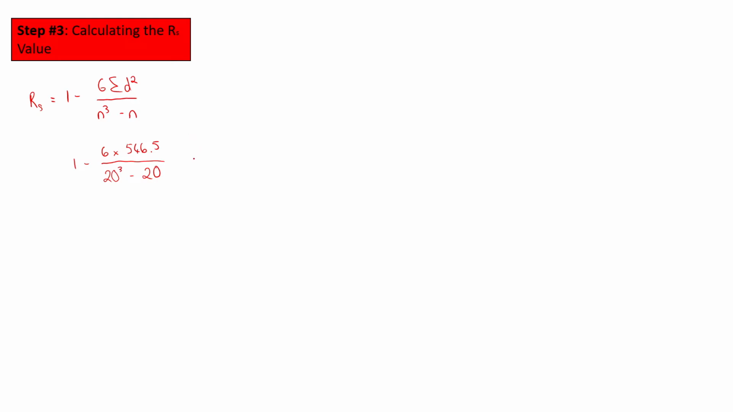So you'll definitely be getting a mark for this, even if you don't complete the calculation. Then we go one step beyond that. So we go 1 minus. If we work that out, we get 3,279 divided by 8,000 minus 20.